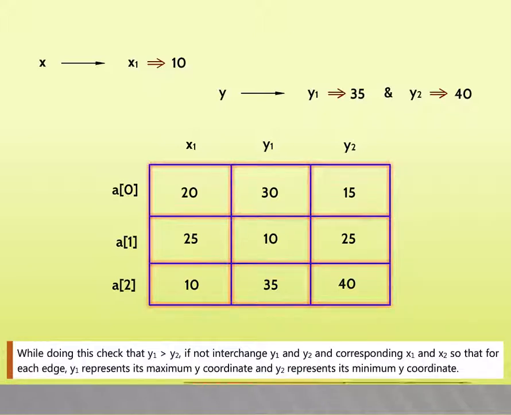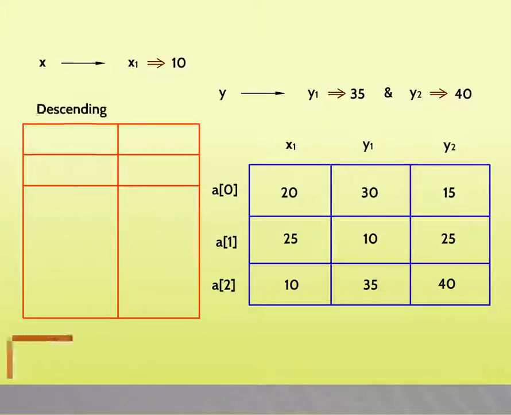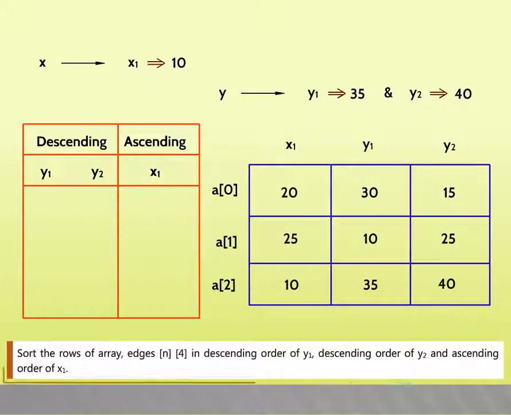While doing this, check that y1 is greater than y2. If not, interchange y1 and y2 and the corresponding x1 and x2 so that for each edge y1 represents its maximum y coordinate and y2 represents its minimum y coordinate. Sort the rows of the array edges of n cross 4 in descending order of y1, descending order of y2 and ascending order of x2.